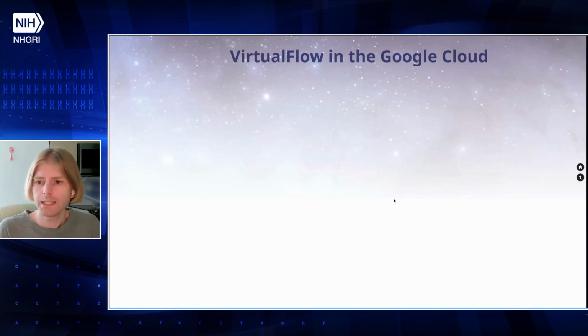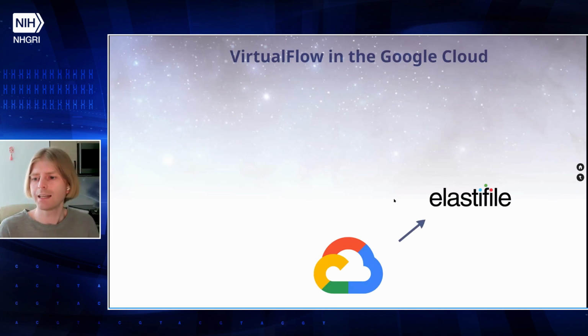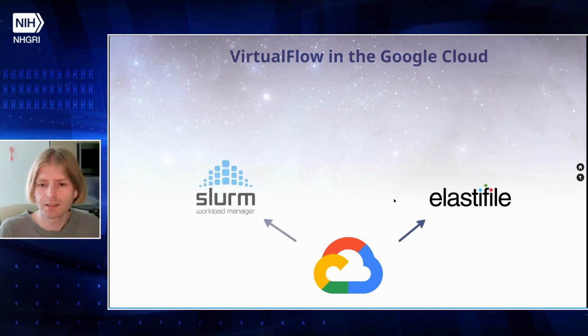So what do we actually need in the cloud, the Google Cloud, when we want to make Virtual Flow run? There are two main ingredients which we need. One is an elastic file system, which is a very high performance NFS file system. And the second thing which we need is Slurm, which was also just mentioned by the previous speaker. And Slurm we connect to Elastifile as the shared file system.